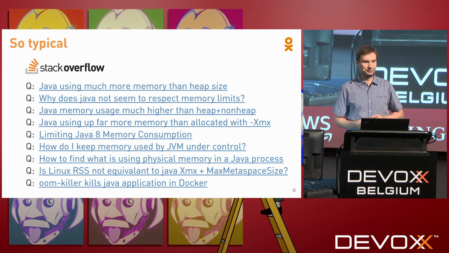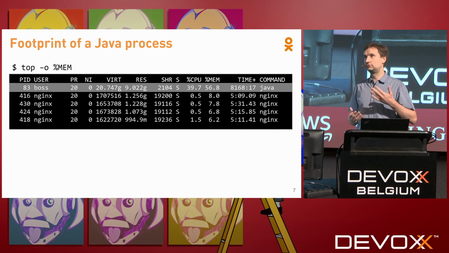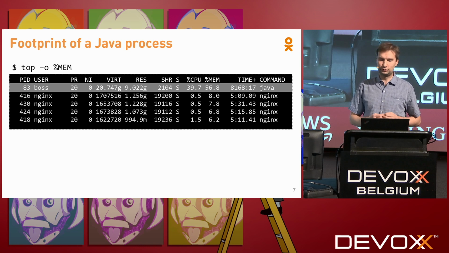Okay, first, let's see how to find the actual footprint of the Java process. Probably the easiest way to do it in Linux is with the top command. We just list the processes sorted by the amount of used memory. And in this picture, Java is the top consumer. But what numbers to look at here?